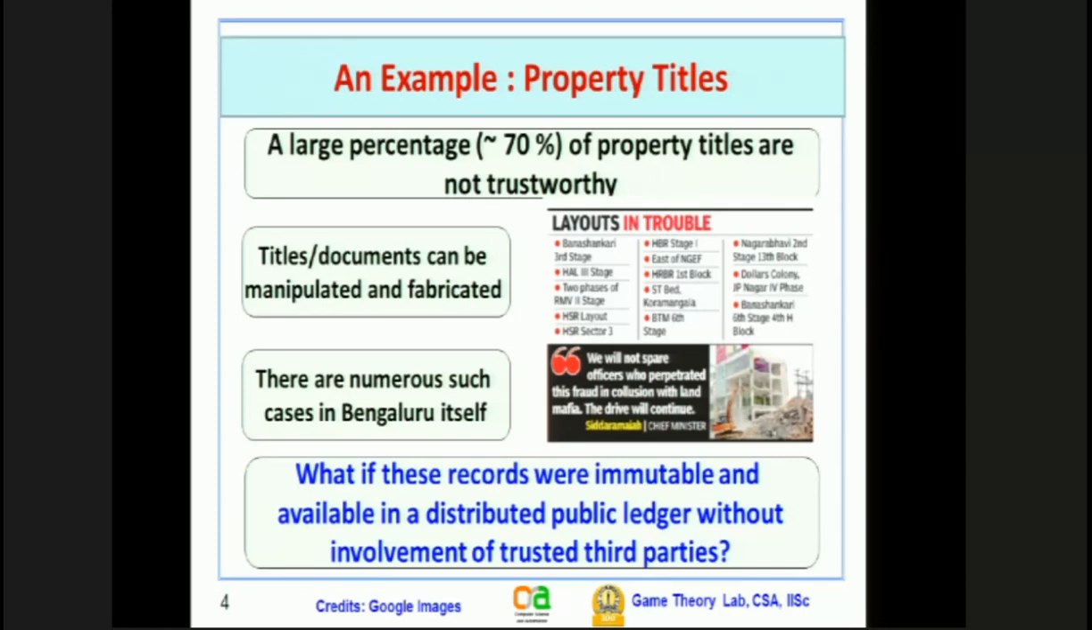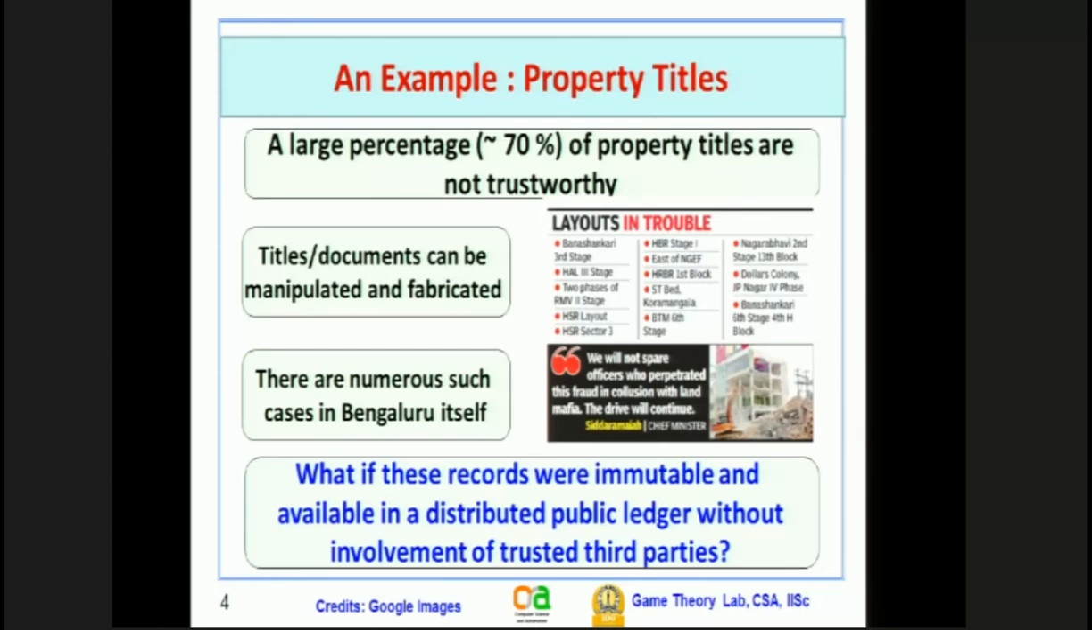Okay, so this is as far as land records go, and the umpteen number of problems we have with land records. Now, one can ask the question, what if these records were immutable, cannot be changed at all, and they're available in a distributed public ledger for everybody to see, and all these records are added in a highly secure and authenticated fashion, and there are no trusted third parties involved here.